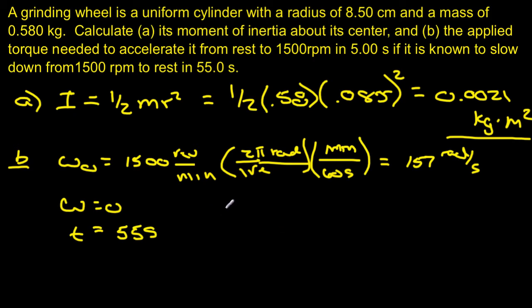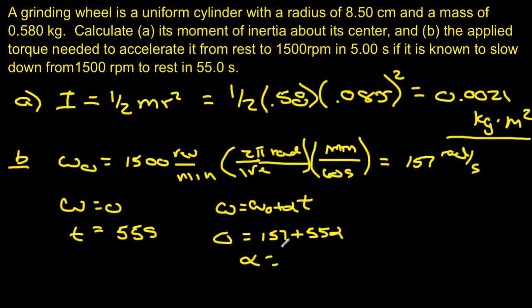acceleration. So finding the acceleration, we can use omega equals omega O plus alpha t. Omega is 0, omega O is 157, plus 55, which is the time, times alpha. And we solve that for alpha. And alpha will come out to be negative 2.85. That is, it's decelerating by 2.85 radians per second squared.